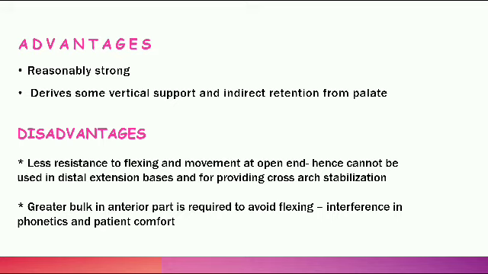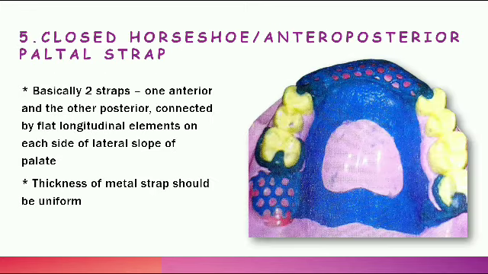Now let us move on to the closed horseshoe. This was your horseshoe, and now the upcoming one is the closed horseshoe, also called the antero-posterior palatal strap. In the closed horseshoe, there are basically two straps. One is placed in the anterior portion and the other in the posterior area, and they are both connected by flat longitudinal elements on each side of the lateral slope of the palate. This is very similar to the double palatal bar: one anterior, one posterior, and both joined by longitudinal elements. The thickness of the metal strap used to make this closed horseshoe should be uniform throughout.